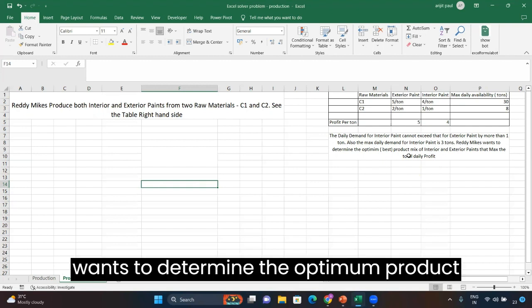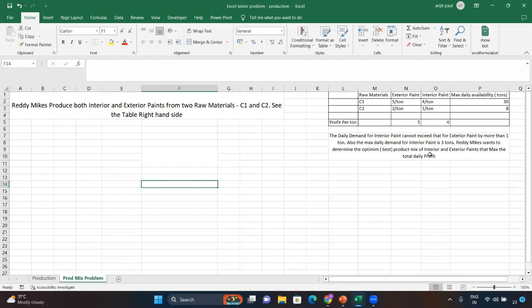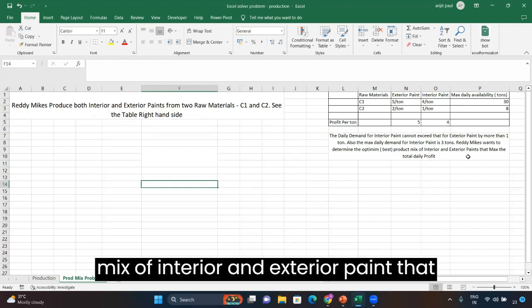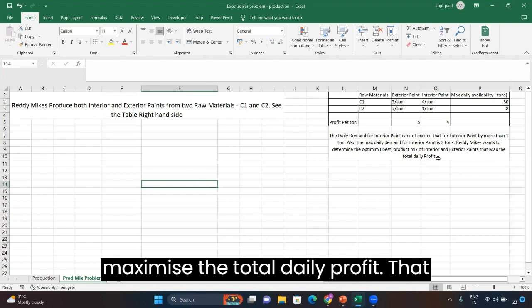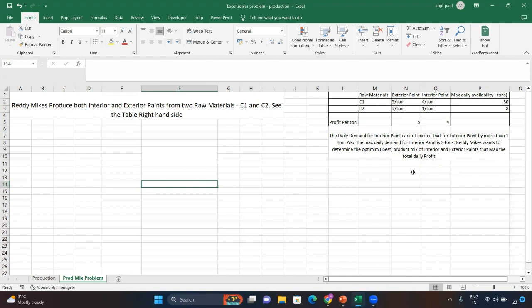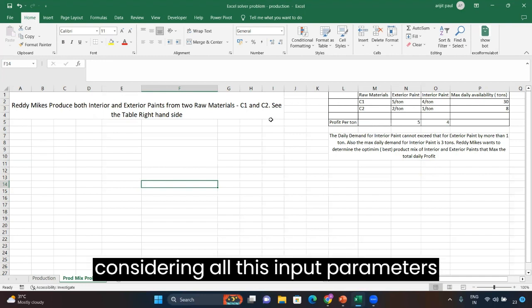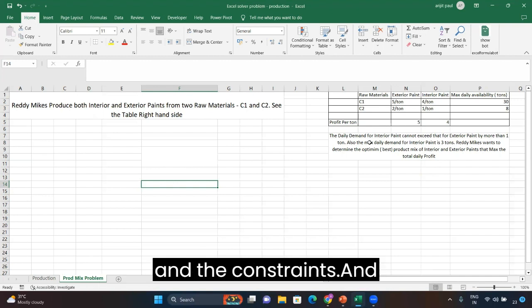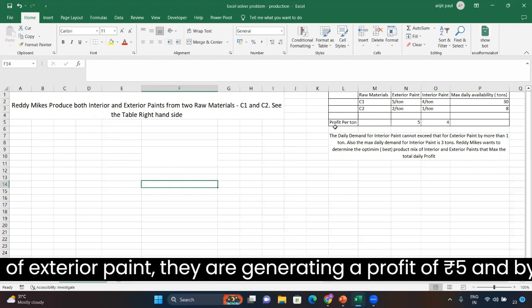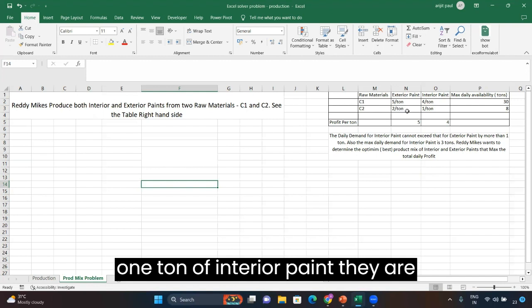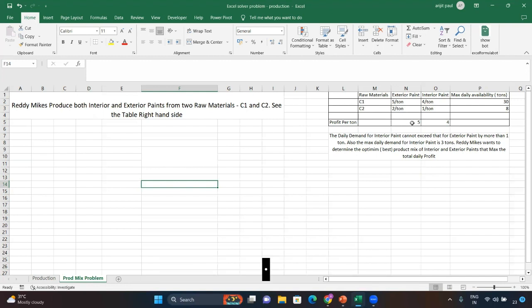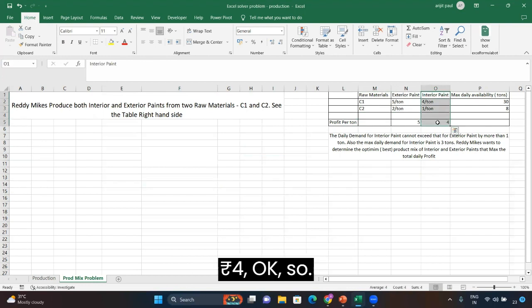Ready Mix wants to determine the optimum product mix of interior and exterior paint that maximizes the total daily profit. That means we need to find a solution so that Ready Mix is able to get a maximum daily profit by considering all these input parameters and the constraints. By selling 1 ton of exterior paint, they are generating a profit of 5 rupees, and by selling 1 ton of interior paint, they are generating a profit of 4 rupees.